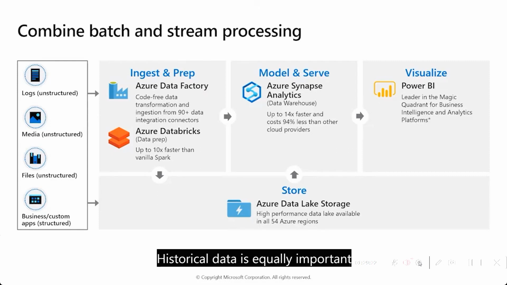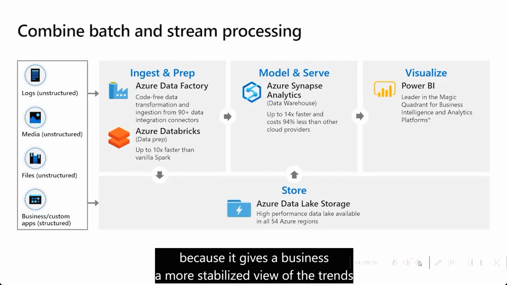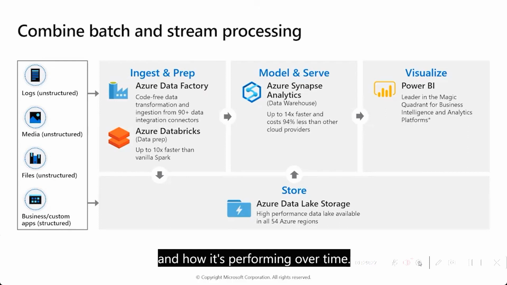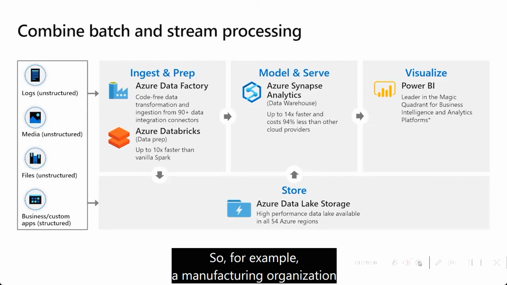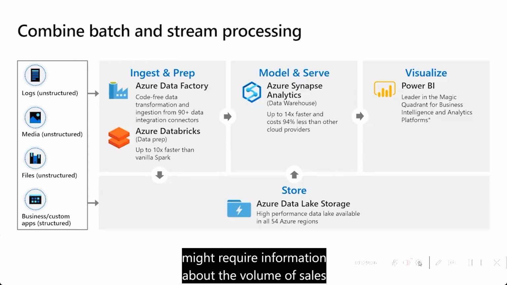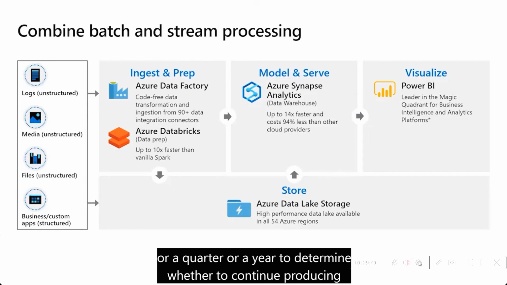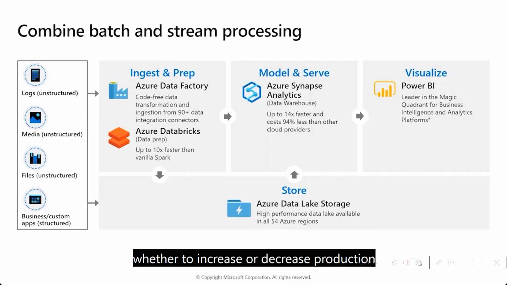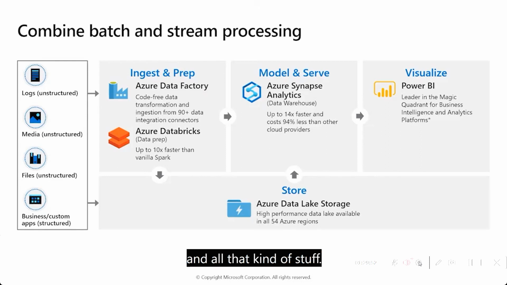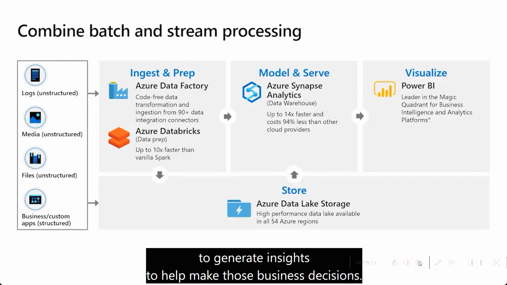Historical data is equally important because it gives a business a more stabilized view of the trends and how it's performing over time. So, for example, a manufacturing organization might require information about the volume of sales by product across a month or a quarter or a year to determine whether to continue producing certain items, whether to increase or decrease production according to seasonal fluctuations and all that kind of stuff. So historical data can be used to generate insights to help make those business decisions.